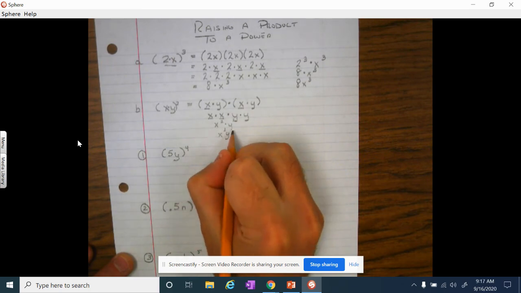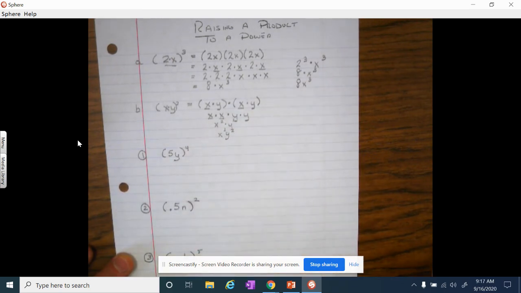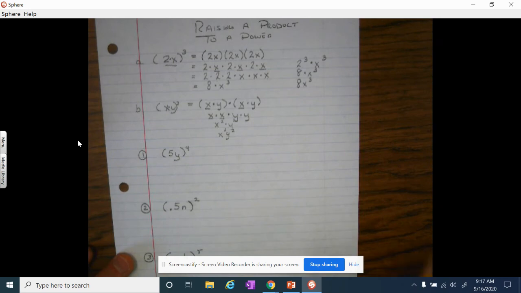When I have two pushed together, it means multiply. So my answer is x squared, y squared. Let's see if the shortcut works.